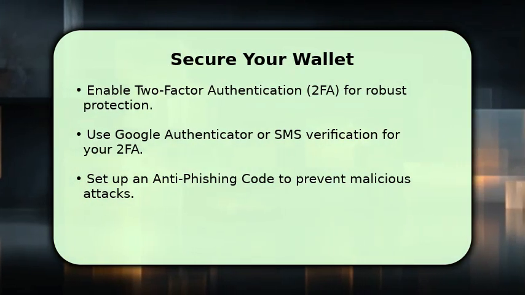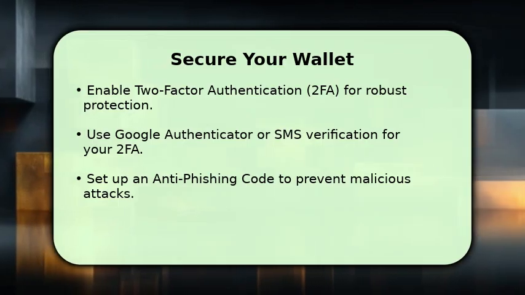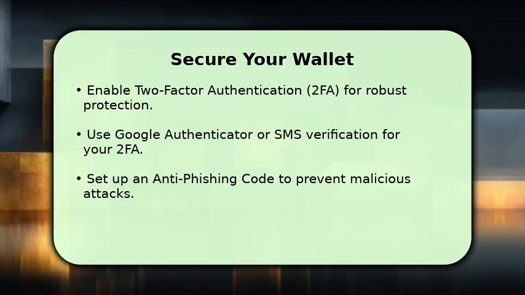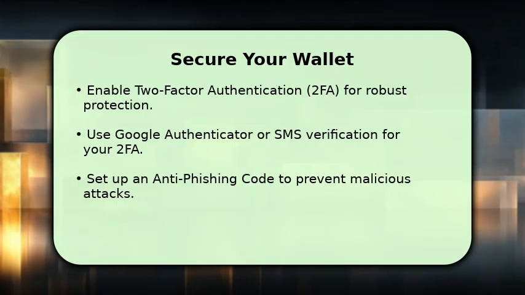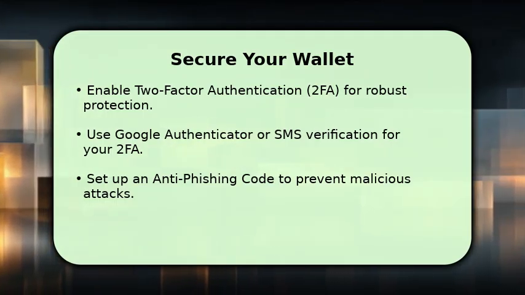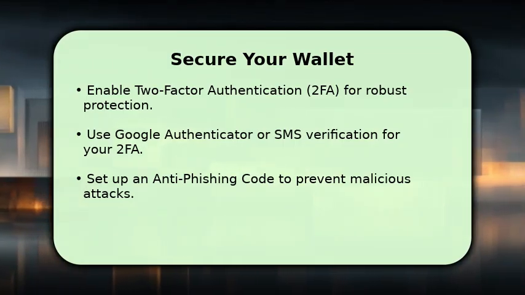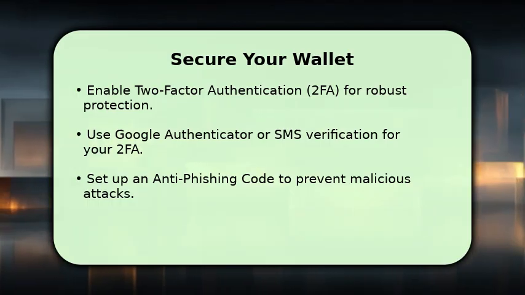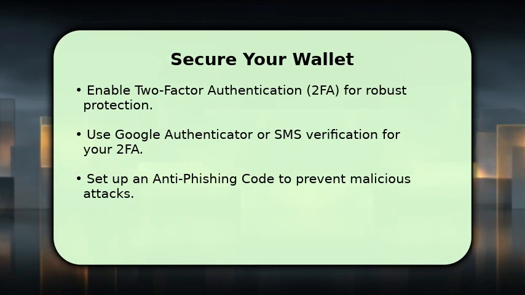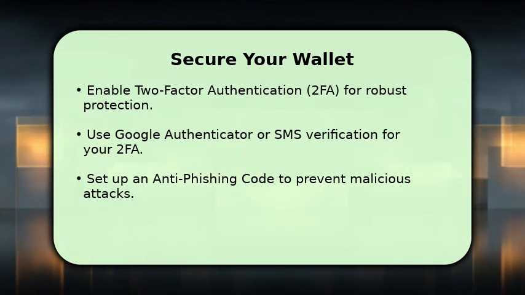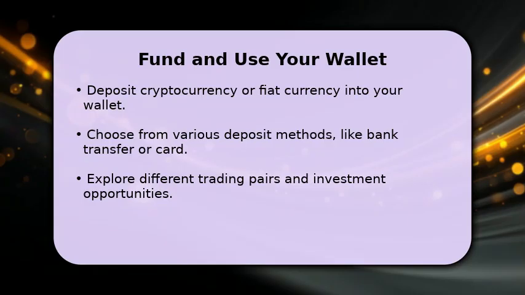Securing your Binance wallet is paramount. Start by enabling two-factor authentication, or 2FA, for robust protection. You can choose between Google Authenticator or SMS verification for this crucial step. Additionally, set up an anti-phishing code. This helps you identify legitimate emails from Binance and prevents malicious attacks. Always remember to regularly review your account activity and security settings to maintain a high level of safety for your digital assets. Stay vigilant.